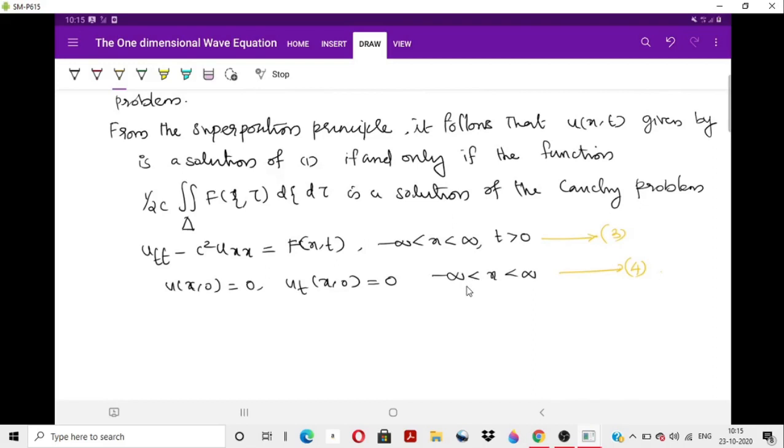So for convenience, we take the function as v(x,t). Let v(x,t) be equal to 1/(2c) double integral over the characteristic triangle Δ of f(θ,τ) dθ dτ. Now we need to prove that v is a solution of the Cauchy problem 3 and 4. So that we need to prove.